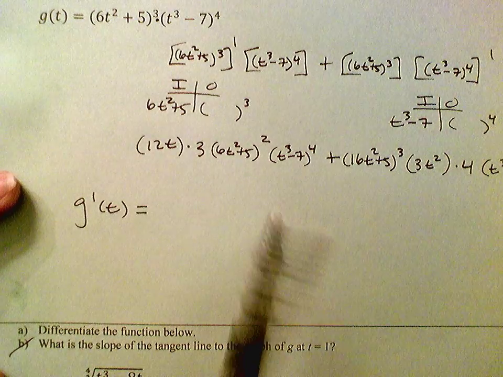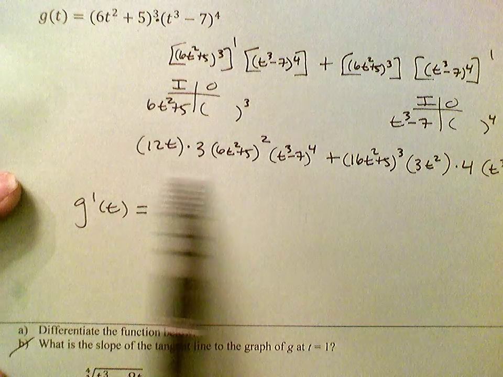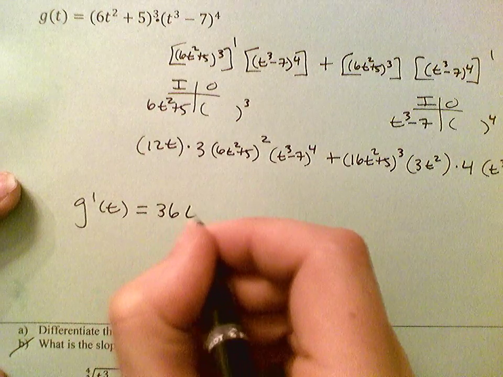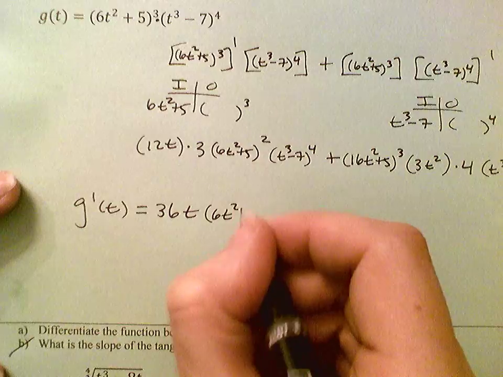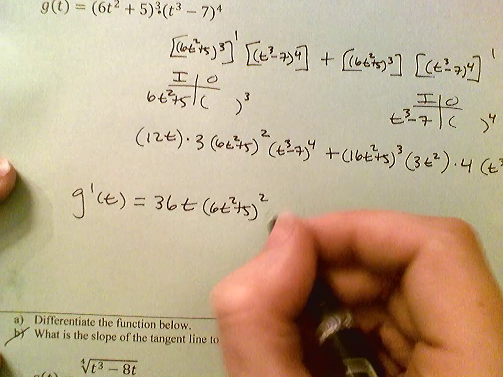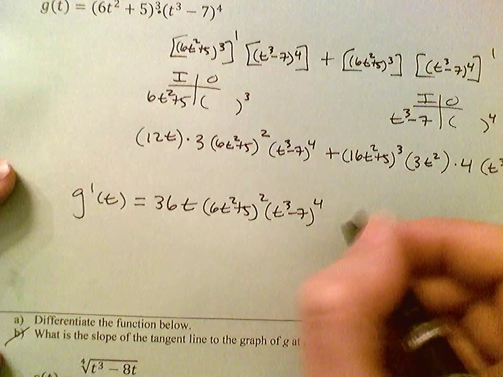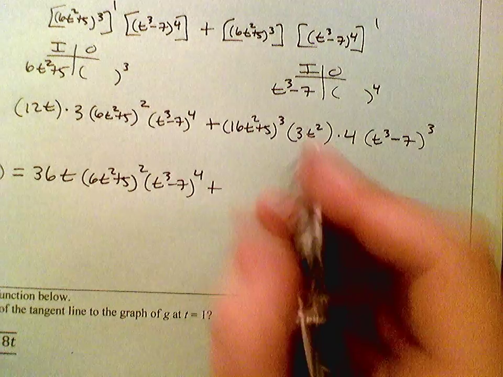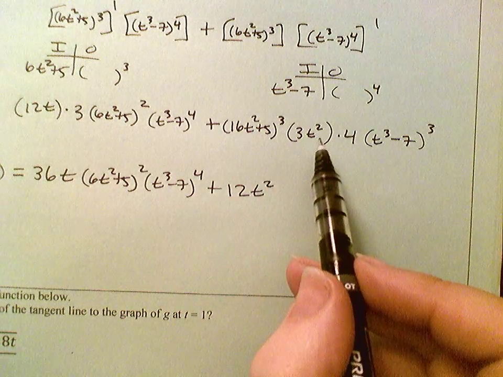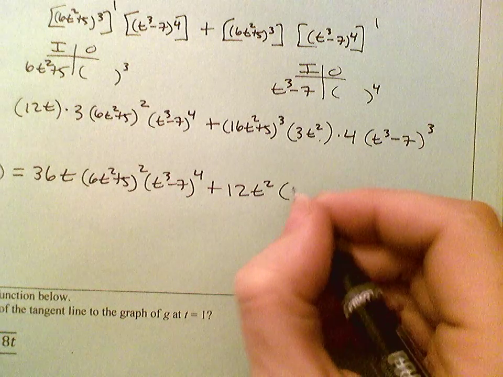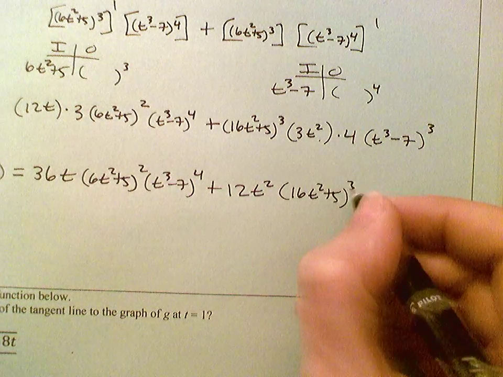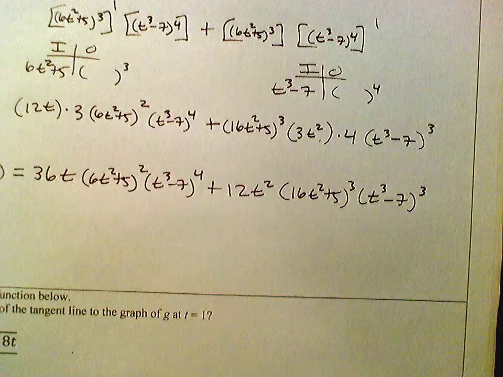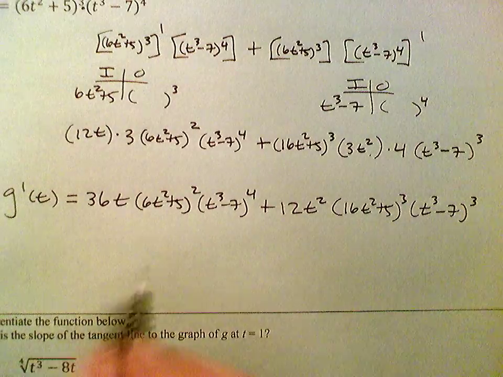So g prime of t. In this first term here, I'm going to just do 12 times 3, which is 36t, 6t to the second plus 5 all to the second, t to the third minus 7 all to the fourth, plus I've got 3 times 4, that'll be 12, t to the second, and then 16t to the second plus 5 to the third, t to the third minus 7 to the third. Okay, so that is the first example.